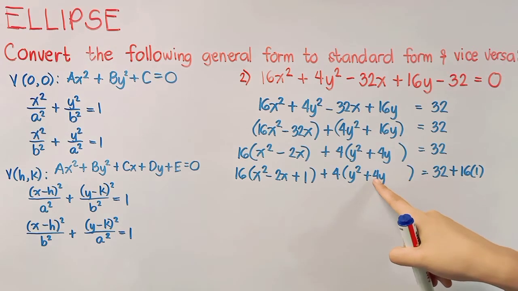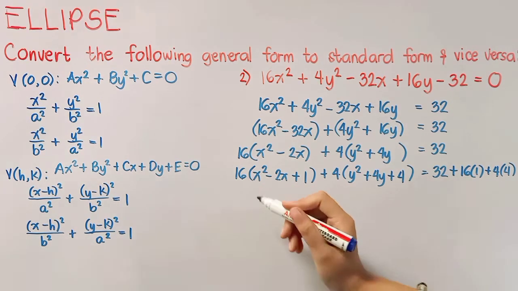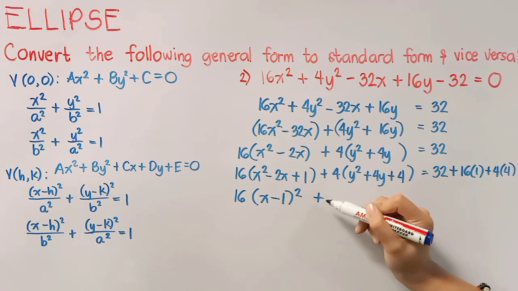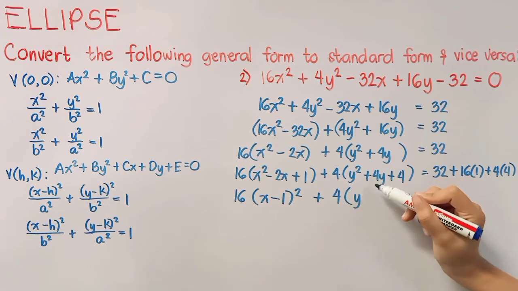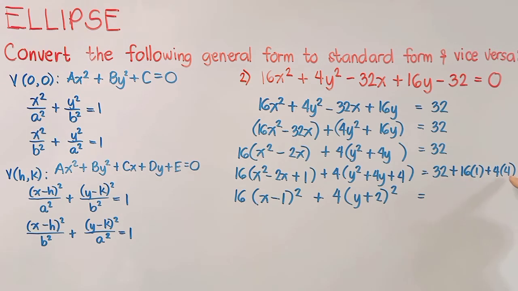Next is this group. 4 divided by 2 is 2. 2 squared is positive 4. Therefore, we also have to add 4 times 4 on the right side. We can now factor this trinomial into a squared binomial. In the first group, we have x minus 1 that is taken from negative 2 divided by 2, and in our second group, we have y plus 2 that is taken from 4 divided by 2. Operating the numbers here, we'll have 64. Going back to our expected answer, our right side should be 1.